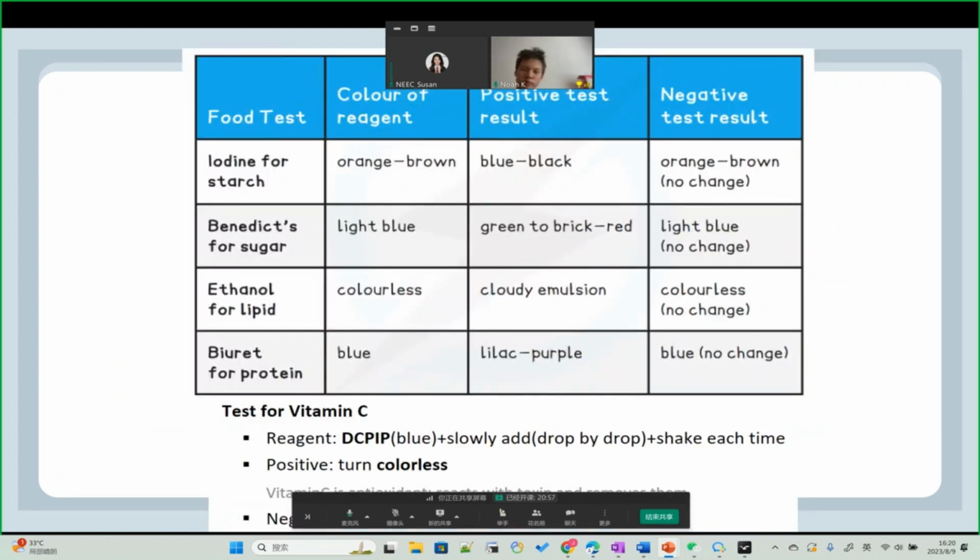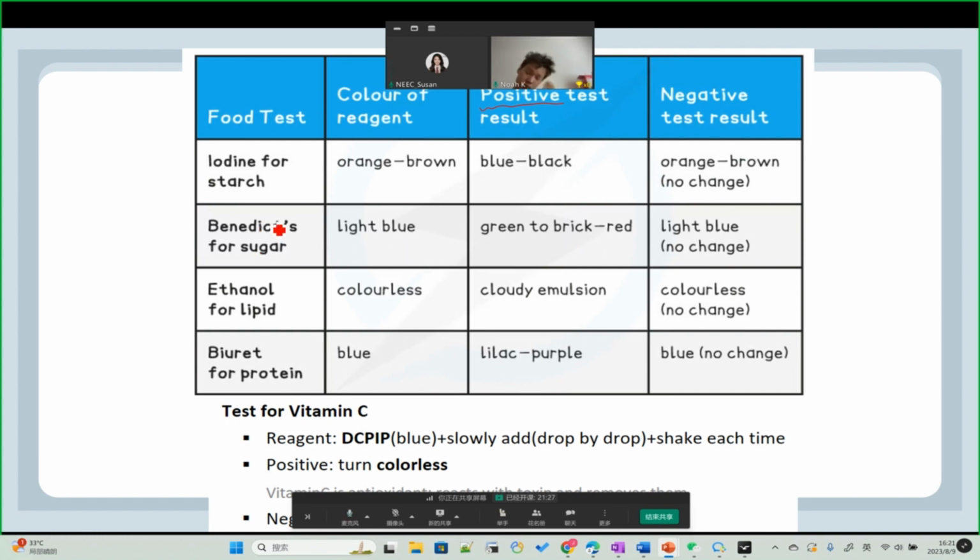And here are the 5 food test solutions that you need to memorize. The first one is the test for starch. We'll use iodine solution. Since iodine is orange-brown, if there is starch present, the iodine will change into blue-black. So we call it a positive test result. If the nutrient is present, then the result will be positive.